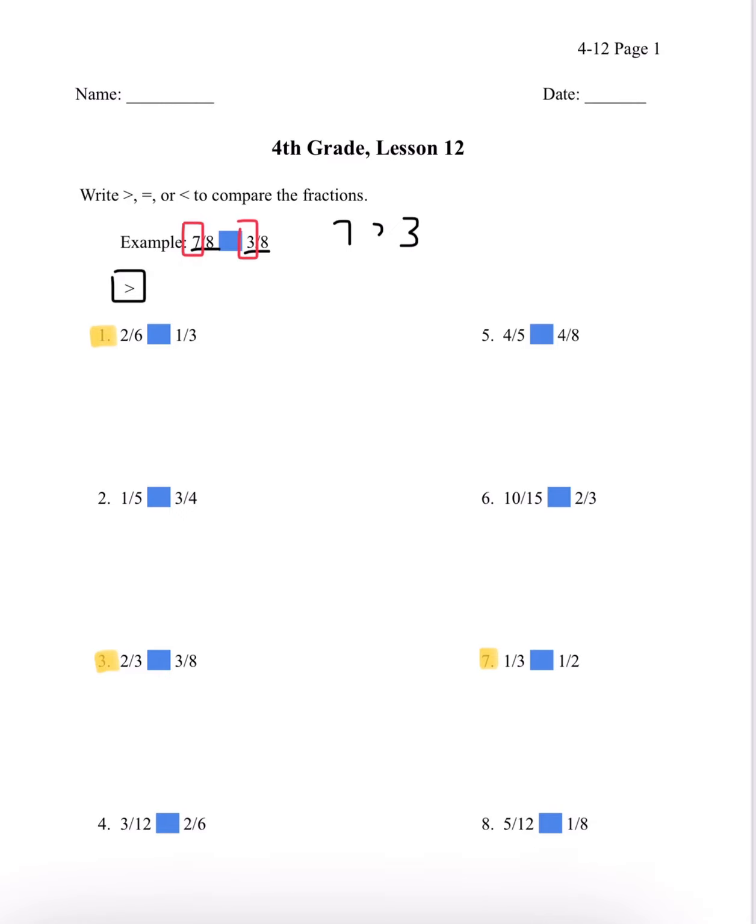Number 1, we have 2 over 6, blank, 1 over 3. In order to compare fractions, we have to get the denominator the same. So here, our denominator is a 6 and a 3. We have to make them the same. And we could do that by finding the common factor. For this one, I'm going to be using 6 as the denominator, since 3 can go into 6 2 times.